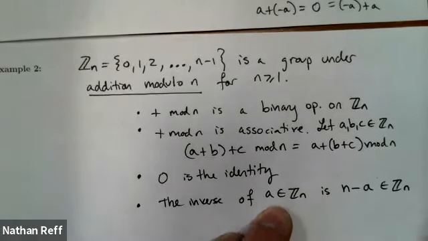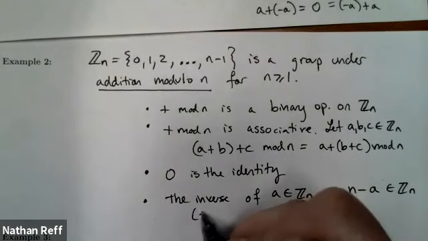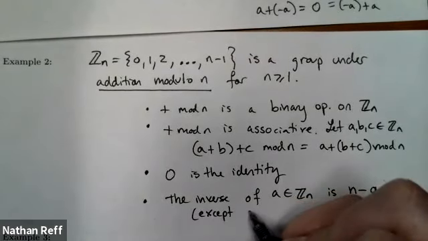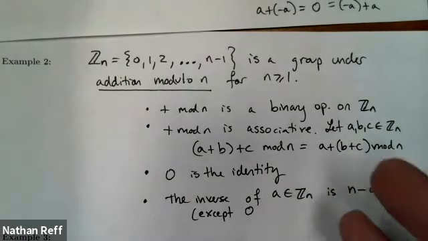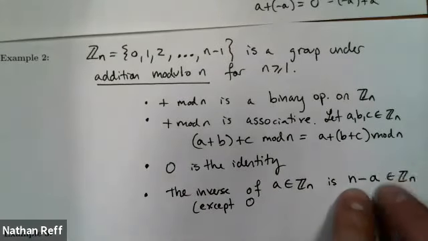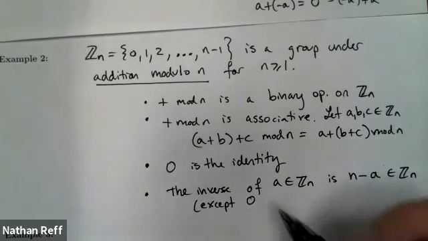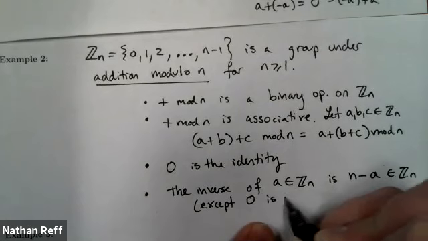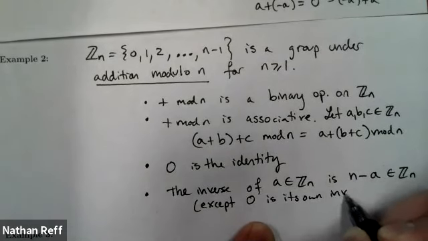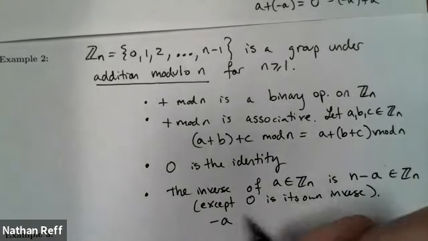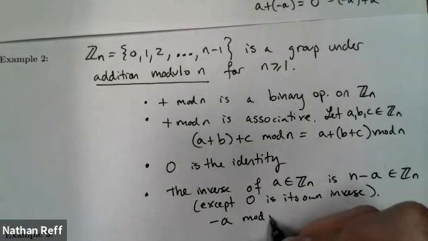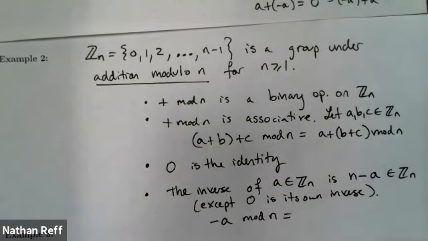except 0, because n minus 0 would not be in Zn, right? 0 is its own inverse. But if you put a little mod n after this, then it's technically correct. Is that okay? Except 0 is its own inverse. You could actually write that it's negative the element, right? Negative a modulo n is n minus a, right? If you think about it, right?